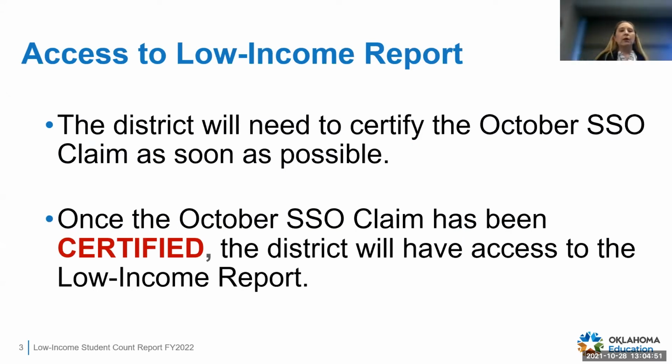So to have access to your low income report, the first thing you have to do is put in your October seamless summer claim and certify it. In years past, you've had to do your October claim and it has to be certified and processed in all these steps. But this year, because you're doing SSO, you need to put your October claim in as soon as possible. And as soon as you certify that October SSO claim for your sites, then the district will have access to the low income report.